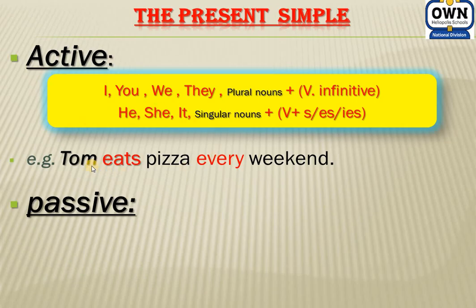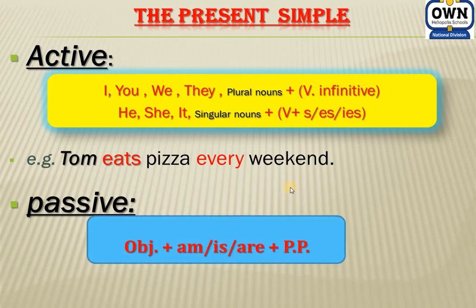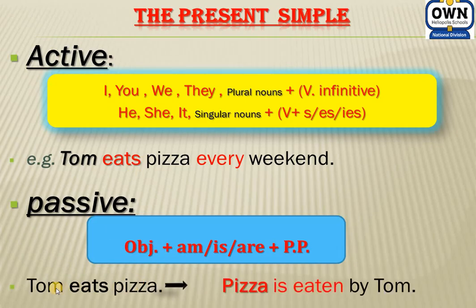So, this sentence is in the present simple. This is the rule of changing active into passive in the present simple. Number one, we put the object. The object here is pizza. After that, verb to be: am, is, or are. The third one is the past participle of the verb. Okay, this is the sentence: Tom eats pizza. When we change it into passive, it is like this.